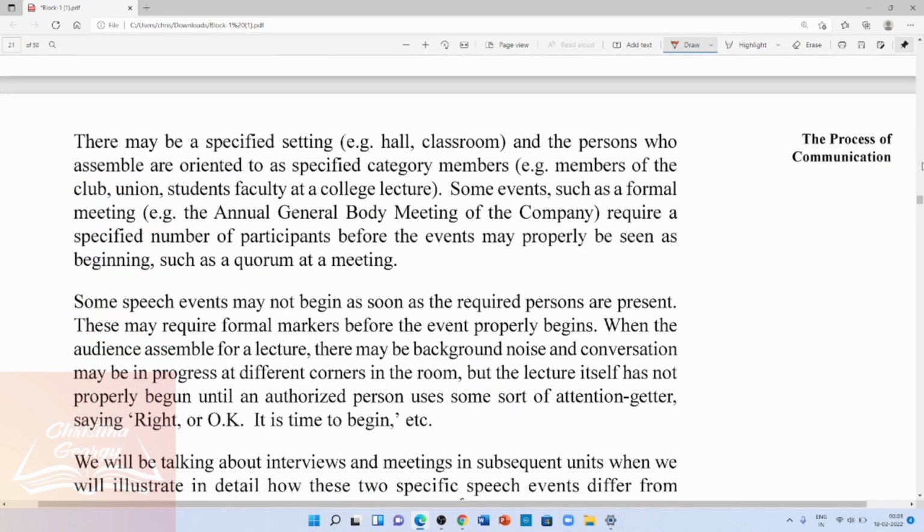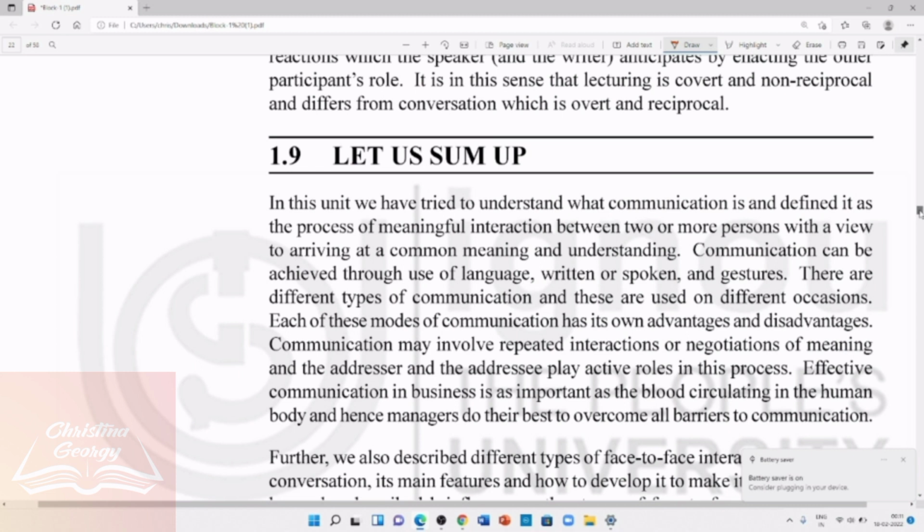So to sum up, we have tried to understand what communication is and defined it as the process of meaningful interaction between two or more persons. Communication can be achieved through use of language, written or spoken, and gestures. There are different types of communication, and these are used on different occasions. Each of these modes of communication has its own advantages and disadvantages. Communication may involve repeated interactions or negotiations of meaning, and the addresser and the addressee play active roles in this process. We also describe different types of face-to-face interactions, especially conversation, its main features, and how to develop it to make it meaningful. We have also described briefly some other types of face-to-face interactions and how they differ from each other and also from conversation.